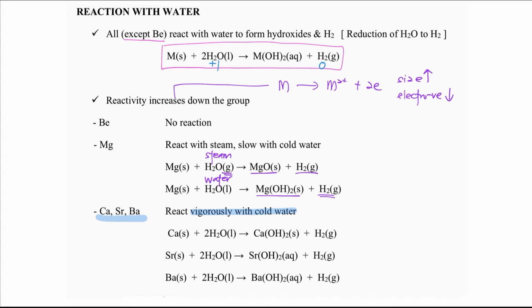Questions require us to give state symbols as well. Therefore, we have to put solid for both magnesium hydroxide and calcium hydroxide, and aqueous for strontium and barium. This is because the solubility of group 2 hydroxide increases down the group. Therefore, it is moving from solid to aqueous.